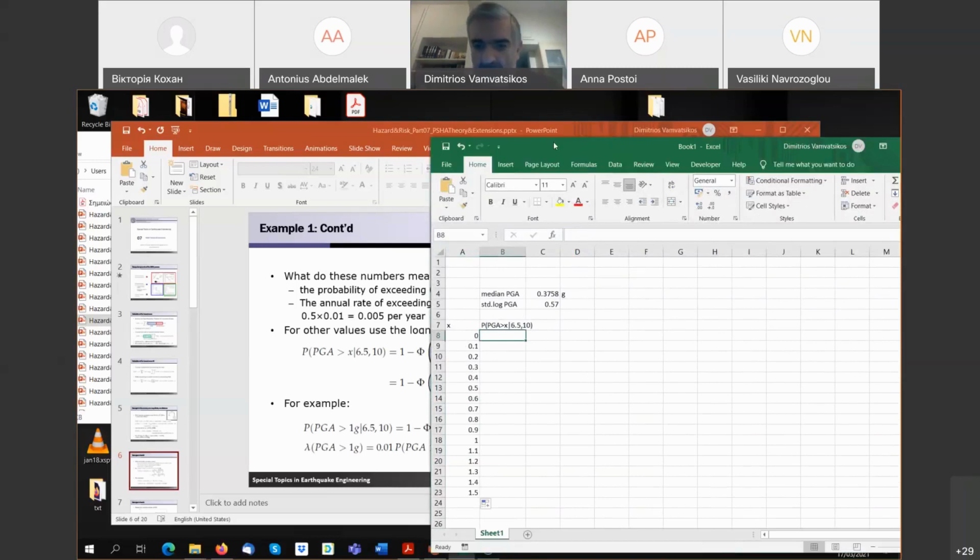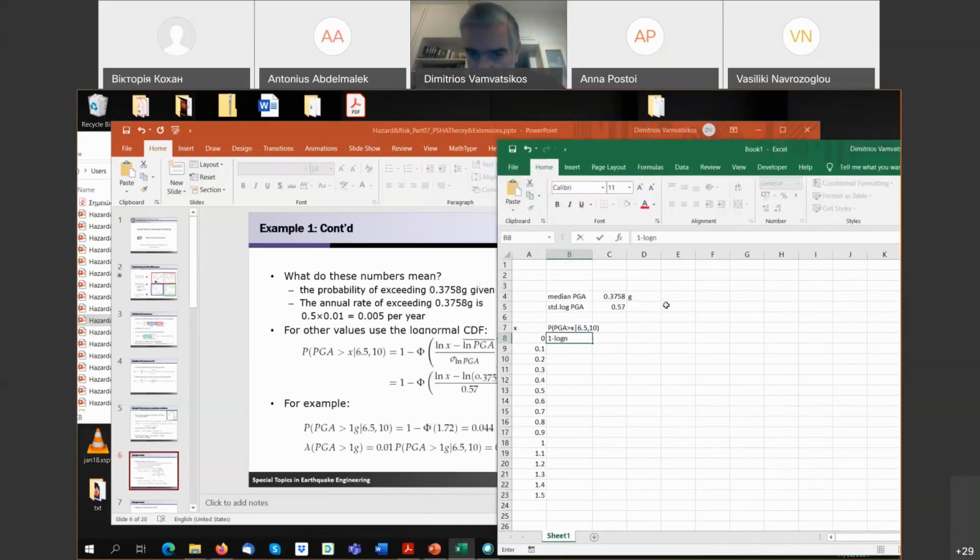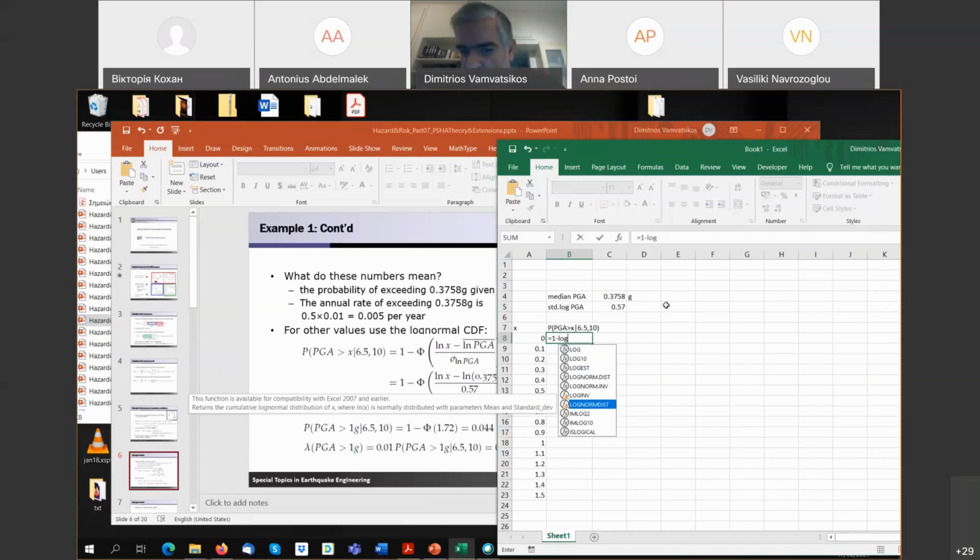This equals 1 minus log norm dist. Come on, Excel. Put an equal sign. That's the one. Remember, it has two of them. It has the old LOGNORMDIST, which is just a straight number, but it shows a little bit of a warning sign that it's an old one. Yeah, let's use this one.